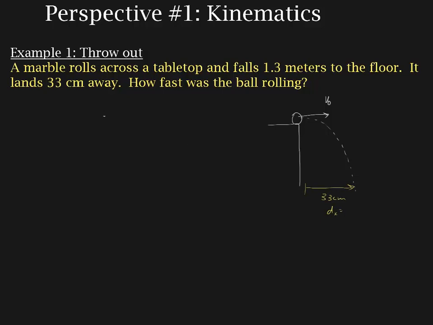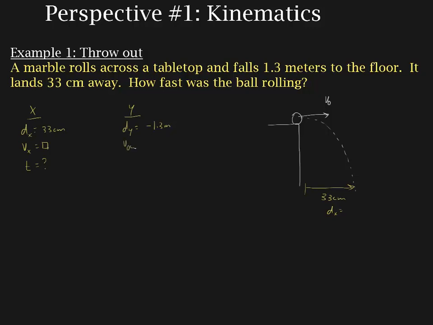The first step to solving this problem is to write out our information for the x dimension and y dimension. In the x dimension, dx is equal to 33 centimeters. Vx is what we're looking for, and t is an unknown quantity. In the y dimension, we have dy is equal to minus 1.3 meters, and the reason it's minus is because it is below where it started. Displacement is a vector, and so this is a negative displacement.